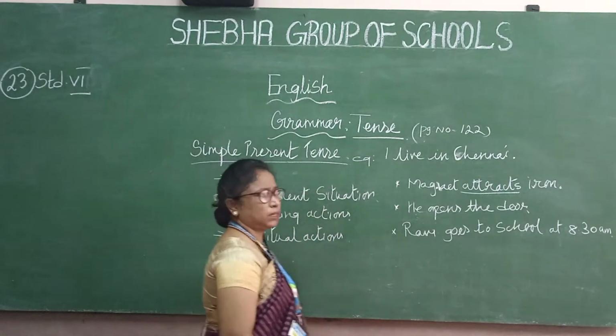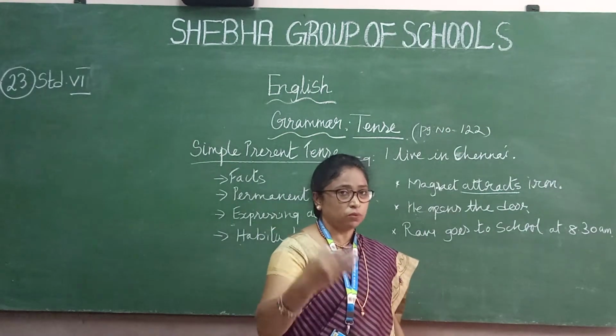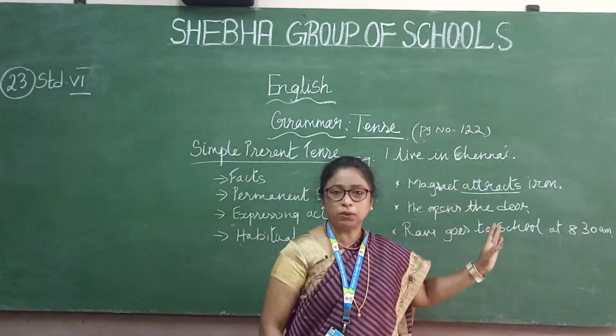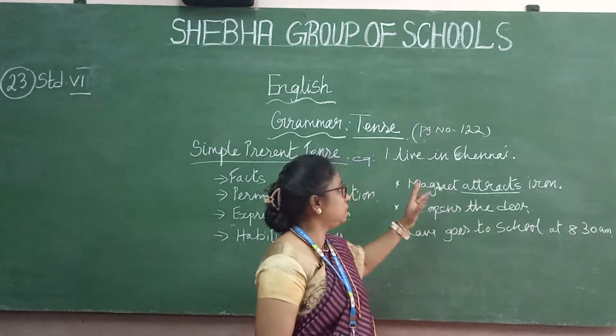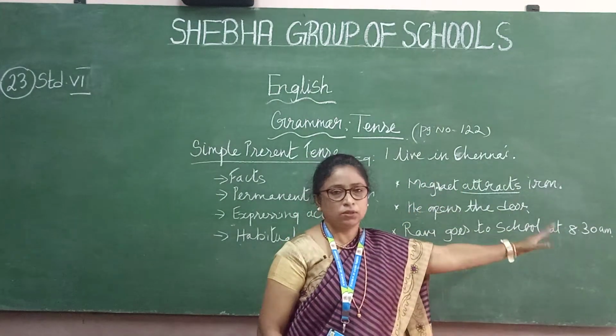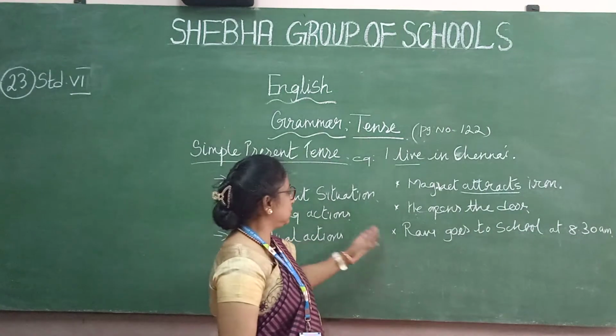What is a permanent situation? You ask this question: where do you live? Wherever you are living. So I live in Chennai. Where do I live? I live in Chennai. Permanent situation is here: I live in Chennai. So live is the present tense here. Okay? Got it now? Next is.